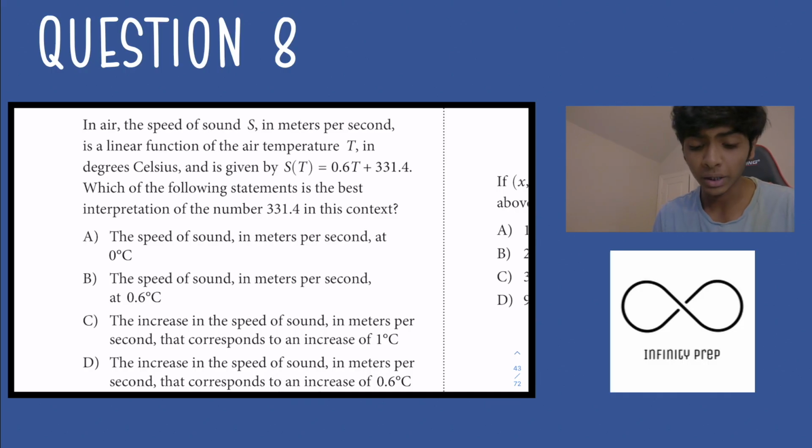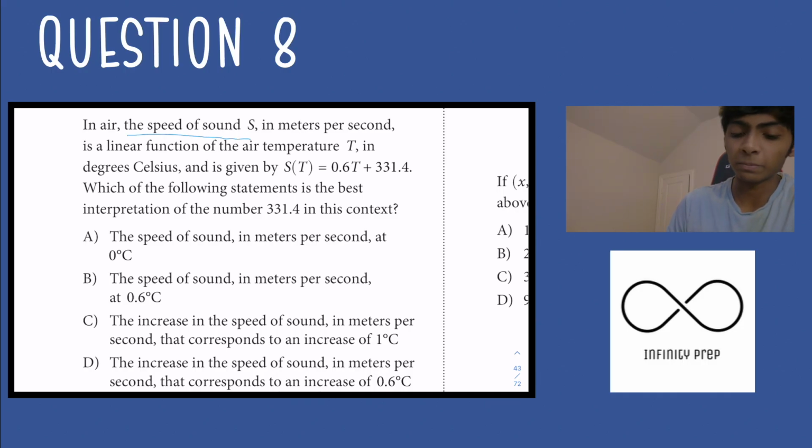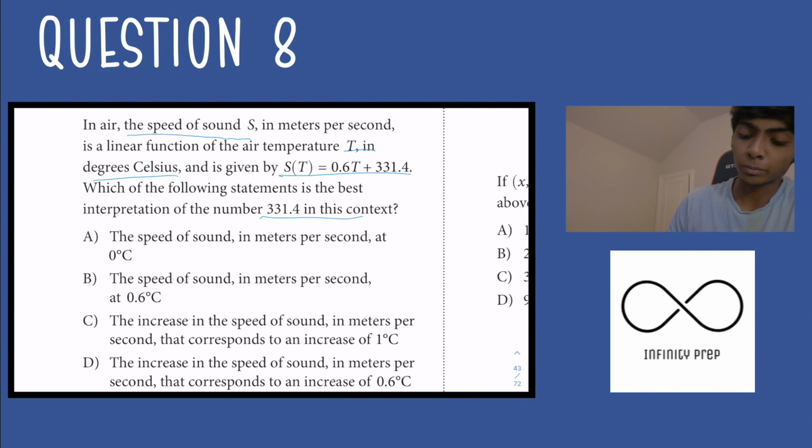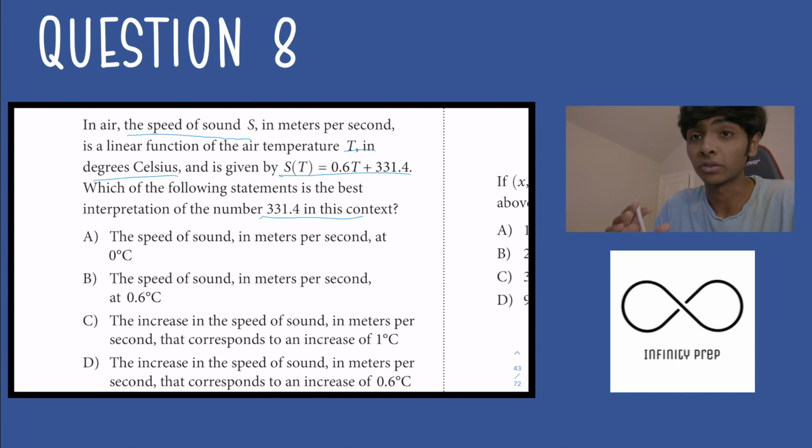Okay, number 8. Number 8 states that in air the speed of sound s in meters per second is a linear function of the air temperature T in degrees Celsius, and is given by the equation S of T equals 0.6T plus 331.4, and it's asking for the interpretation of 331.4. Now we know that 331.4 is just going to be the y-intercept. So basically when the temperature in Celsius is 0, the y-intercept is going to be 331.4, right? And the y-intercept in this case is going to be the speed of sound. So that gives us answer choice A. The speed of sound in meters per second at 0 degrees is 331.4.